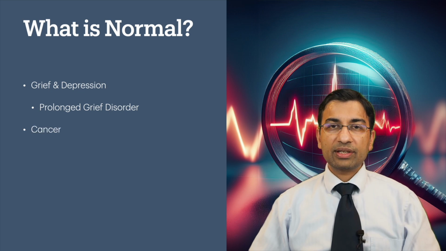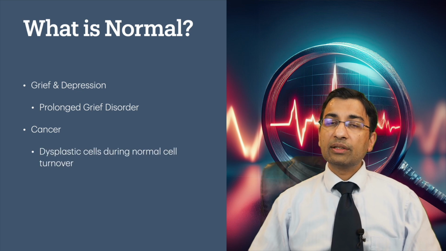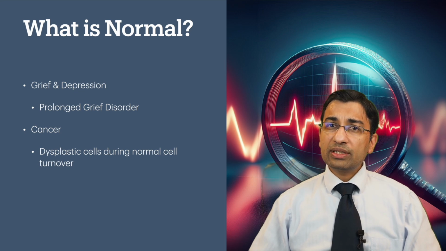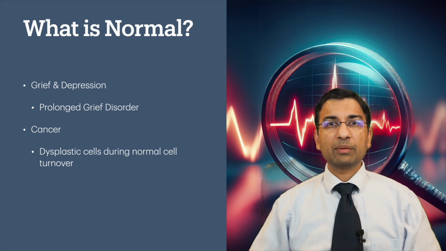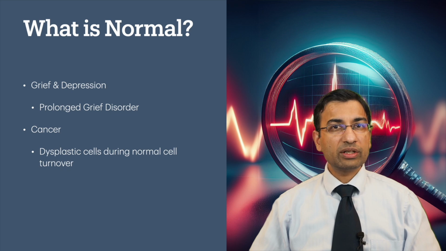The next is cancer. Our bodies naturally produce a few abnormal cells called dysplastic cells during normal cell turnover. These cells are usually destroyed by the body's immune system. But when do these cells stop being normal and start being a disease? At what point does their presence become cancer? This is another example of how blurry the line between normal and disease can be.